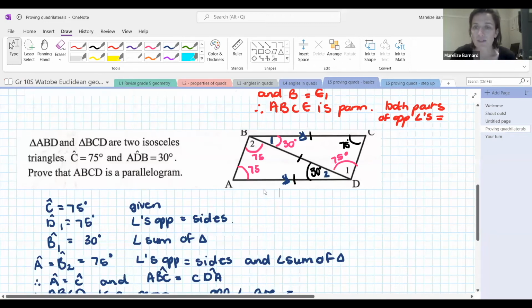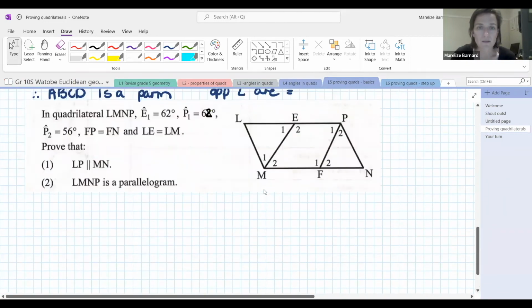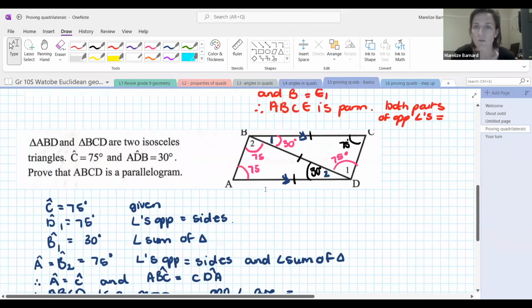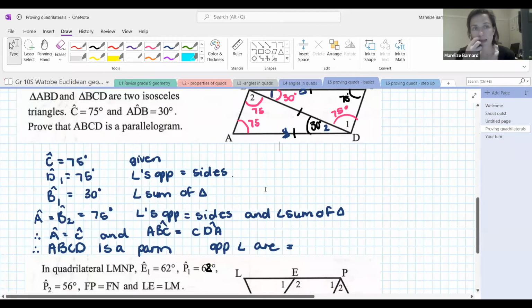D1 is equal to 75 because of angles opposite equal sides, because ABD and BCD are isosceles.